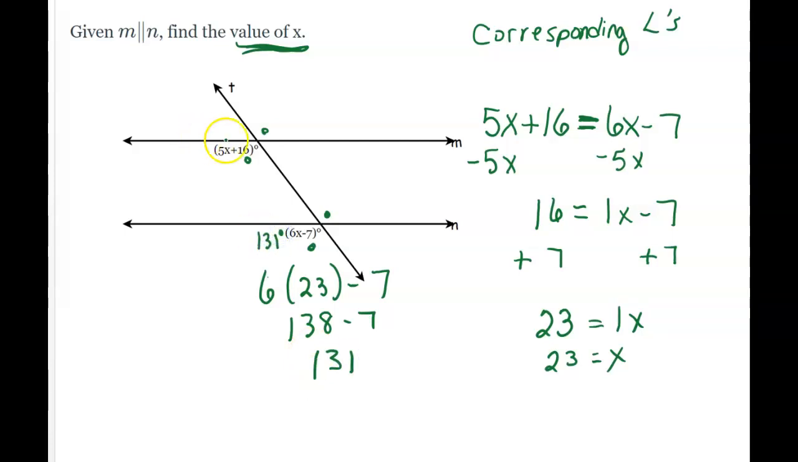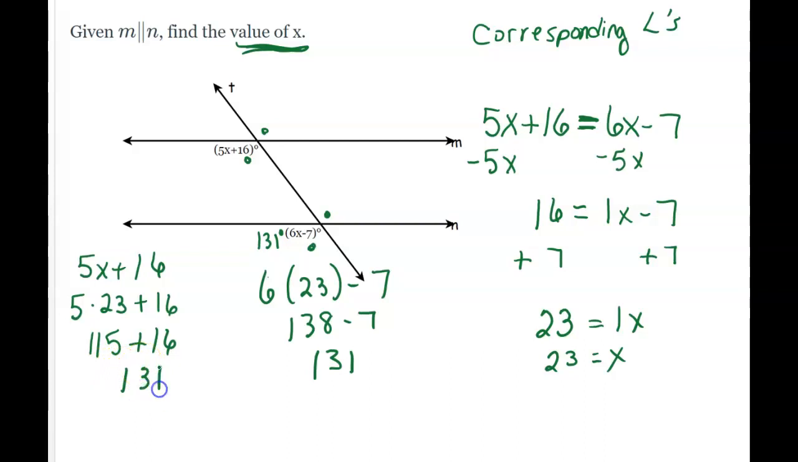To make sure that I know that I found the right value for x, I'm going to plug this in because this should be the same. 5x plus 16, replace the x with 23. 5 times 23 plus 16 is 115. Plus 16, and you get 131. Okay.